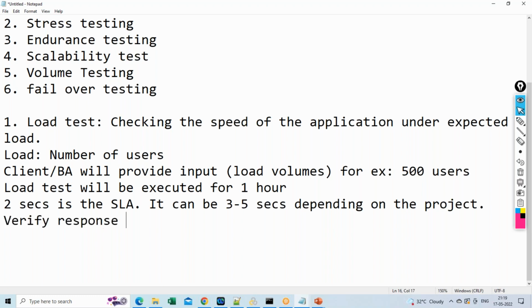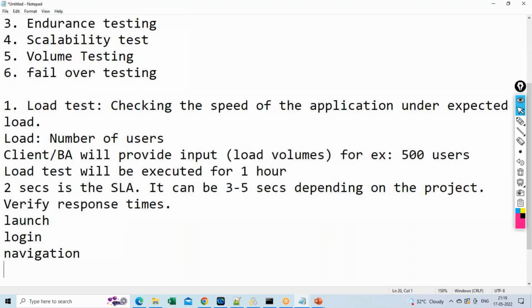Verify response times. Response times means, for example, how much time the launch transaction is taking, how much time the login transaction is taking, how much time, let's say you are navigating to some screen, the navigation is taking, how much time log off is taking. Launch is one transaction, login is one transaction, navigation to a different screen is one transaction, log off is one transaction. That means each step is one transaction. Now, if any of these transactions are getting high response times, then that is one of the performance issues.